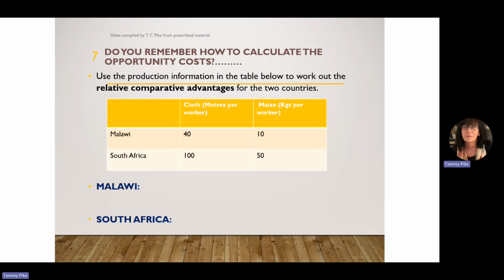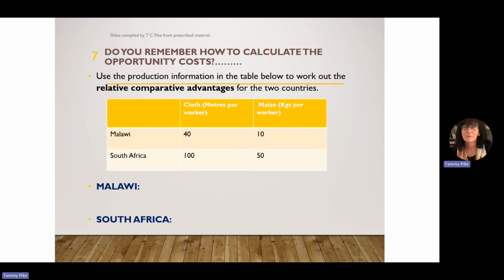All right. So in South Africa, if we wanted to produce 100 meters of cloth, we would have to sacrifice 50 kgs of maize, or vice versa. If we wanted to produce 50 kgs of maize, we would sacrifice 100 meters of cloth. Now, in order to be able to work out opportunity cost, we want to reduce this to 1 unit. And in order to do that, we simply use a simple mathematical technique.